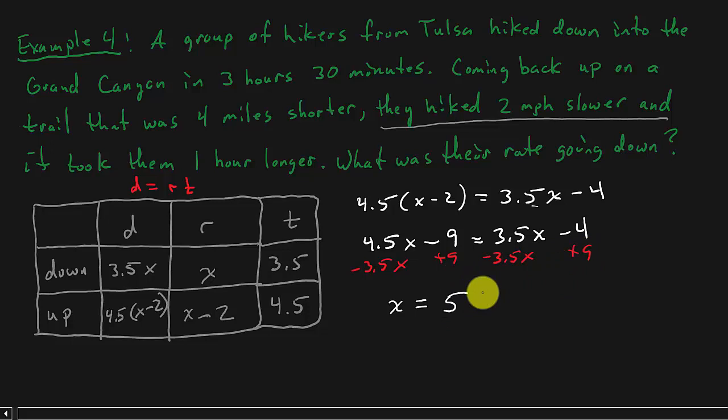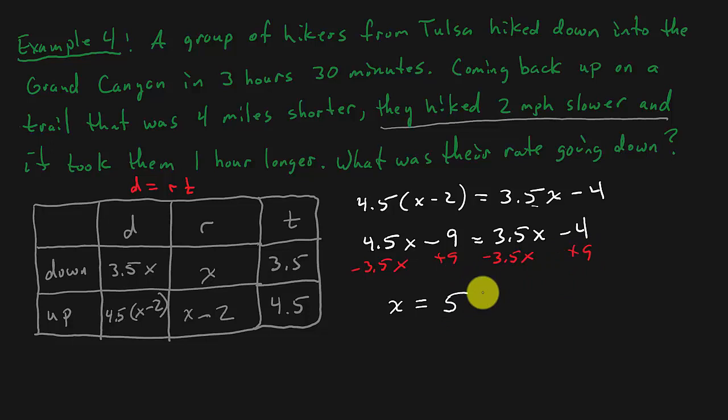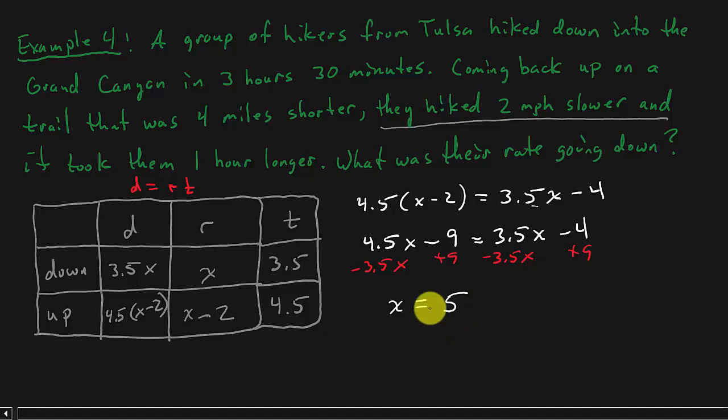Now, what in the world do we have here? We've got x is equal to 5. That's this x right here. That's the rate that they were traveling downhill. And what do they want to know? What was their rate going down? And that's what it is. 5 miles per hour. Okay?